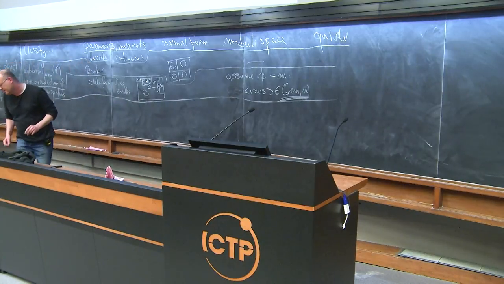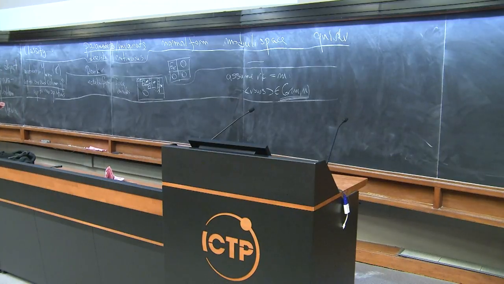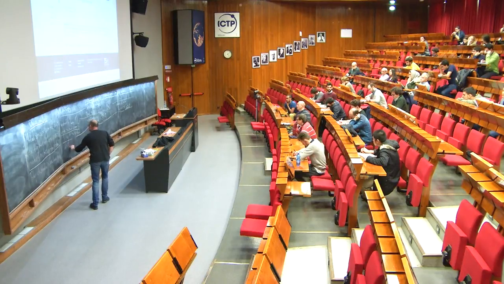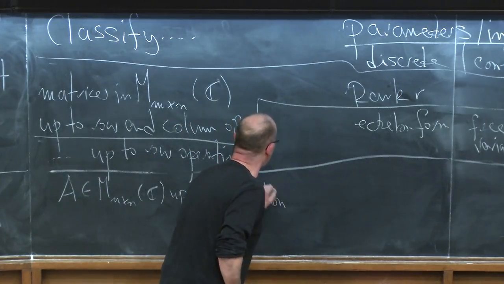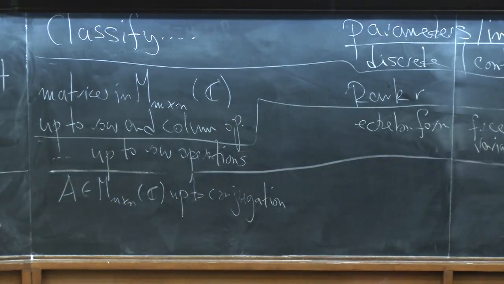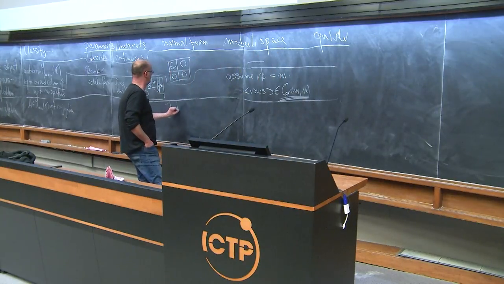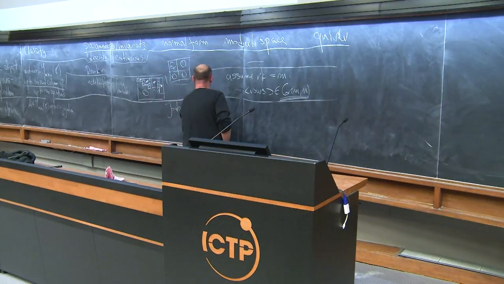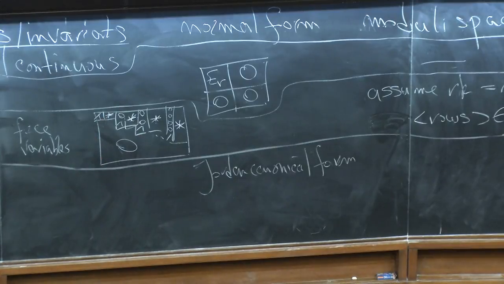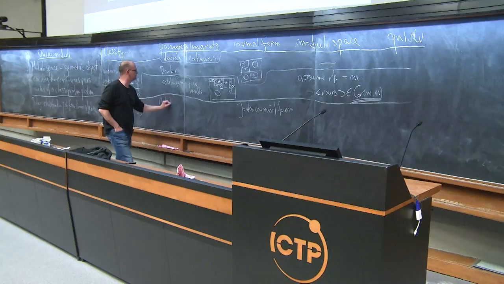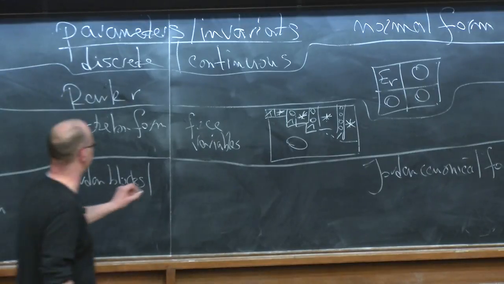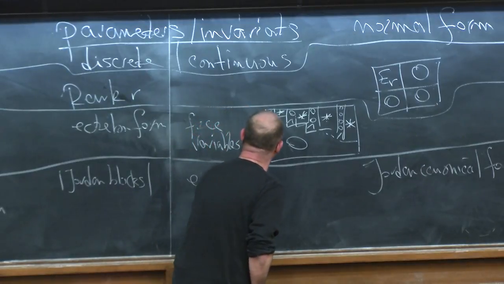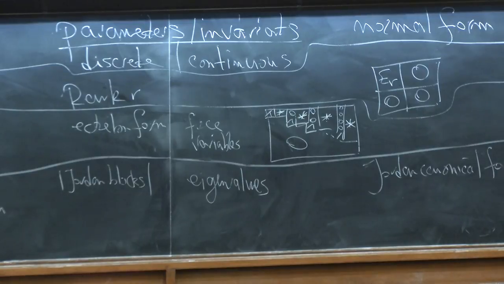Now let's go to the third problem, which is one square matrix up to conjugation. And again, we all know a normal form from linear algebra. That's the Jordan canonical form. Again, you have discrete and continuous parameters. The discrete parameters are the sizes of the Jordan blocks. And the continuous parameters for conjugation are the eigenvalues of the matrix. The eigenvalues are counted with their multiplicities so that an n by n matrix always has n eigenvalues, of course.